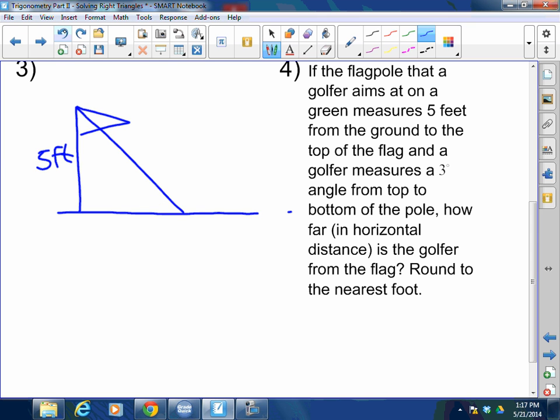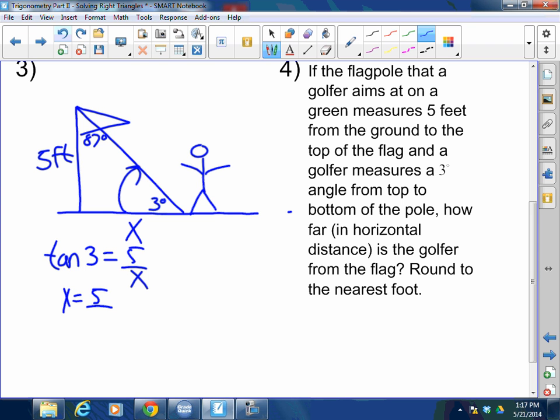It makes more sense. Because think about it. If the dude is here on the ground, he can measure this angle by looking up. It's a 3-degree angle. So that's still going to be 87 here. I'm still going to use tangent, but the right way this time. Tangent of 3 equals opposite over adjacent. Multiply x to both sides, divide by tangent of 3. X equals 5 over the tangent of 3. Now let's see if that makes sense.